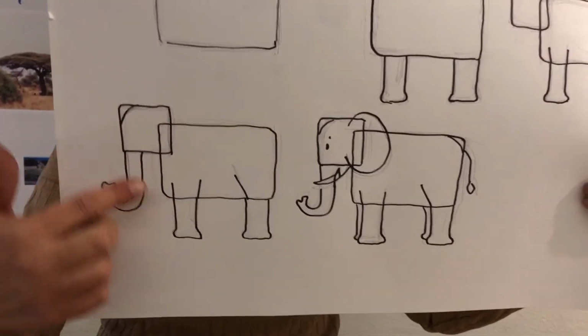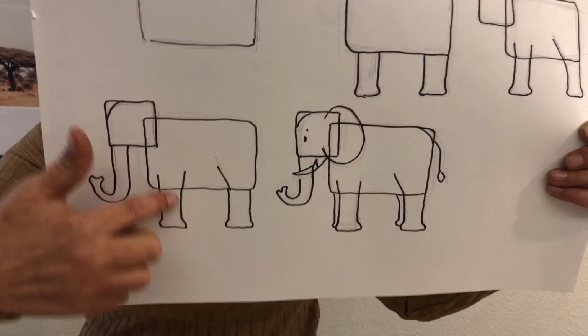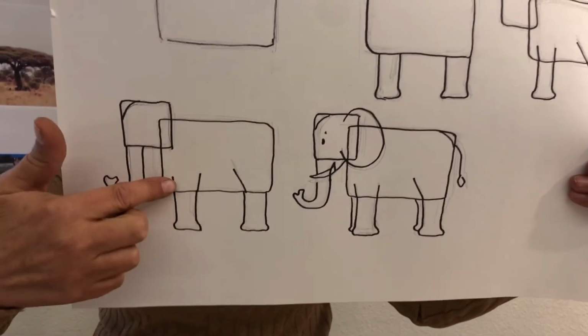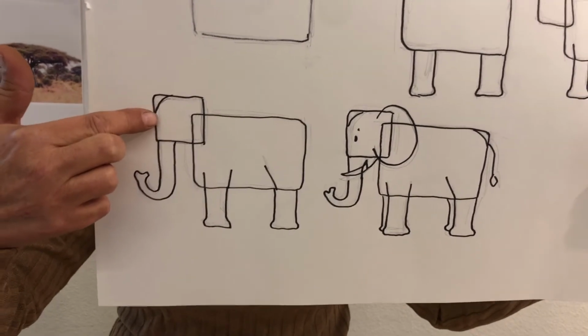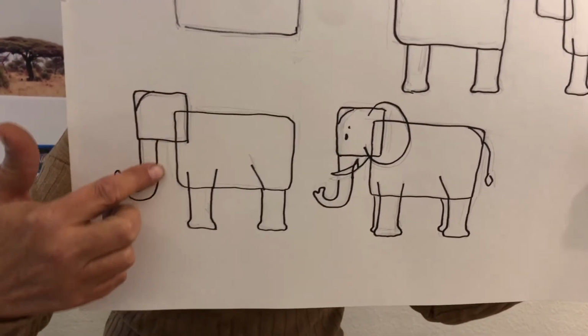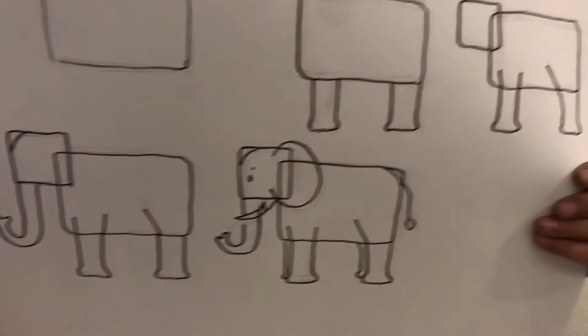So now I've got my elephant body. I brought the lines up a little bit for my elephant's legs. Here's the square we did. I'm rounding that edge off because an elephant doesn't have a square head. And I add my trunk. We're getting there. It's looking close.